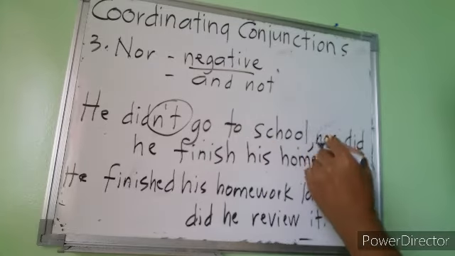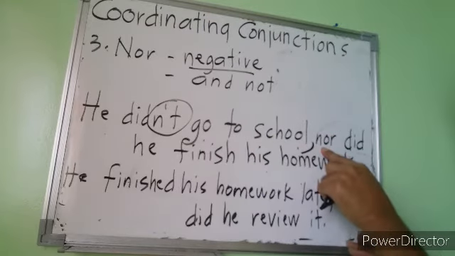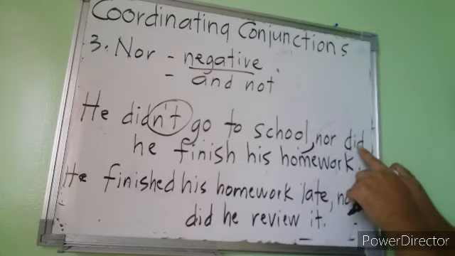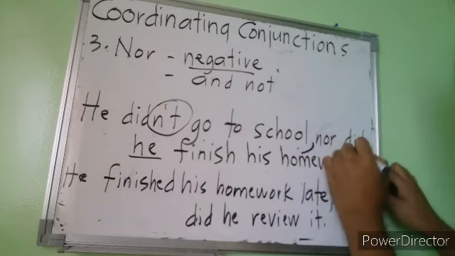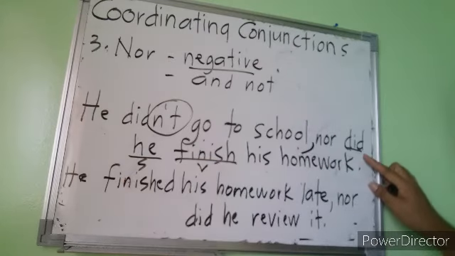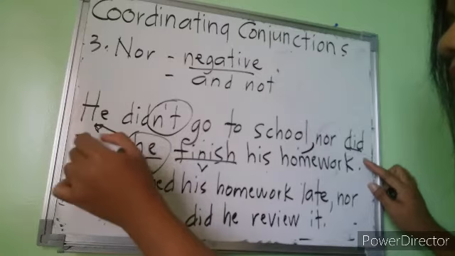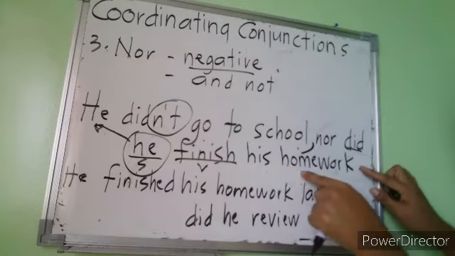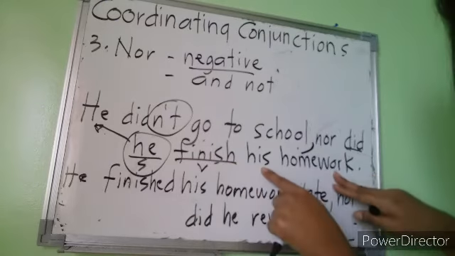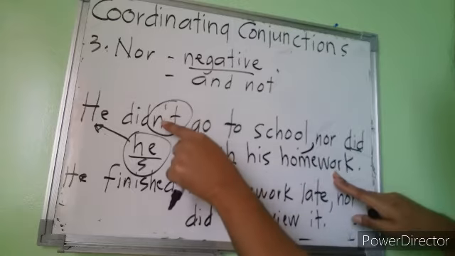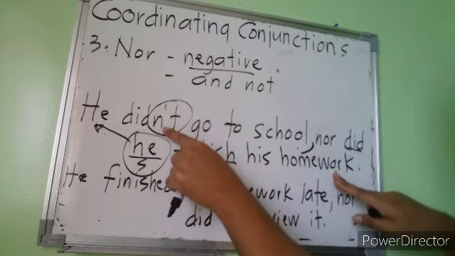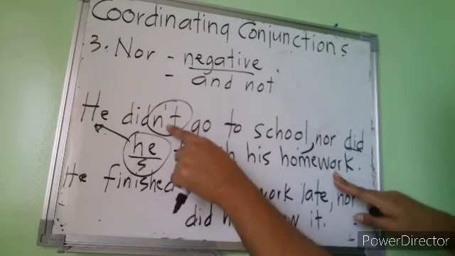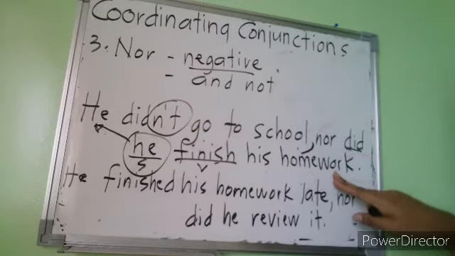So he didn't go to school, comma, and then you put here nor, and then your verb did here, and then your subject, and then your verb here. So this is your subject. So it's the same with he. Nor did he finish his homework. So it means the idea here is also negative, because the first sentence is in the negative state because of the word not. He didn't go to school, nor did he finish his homework.